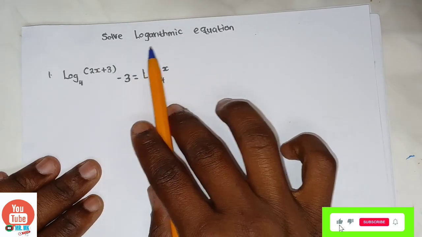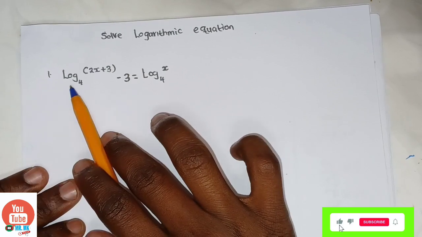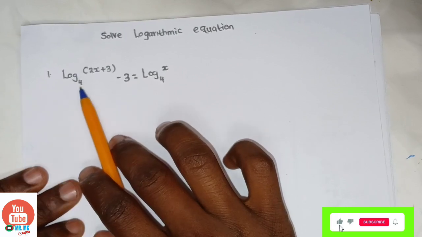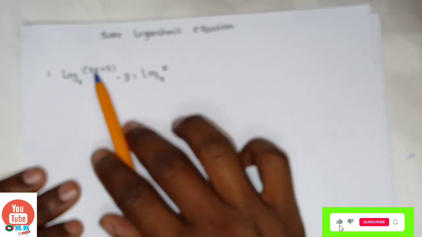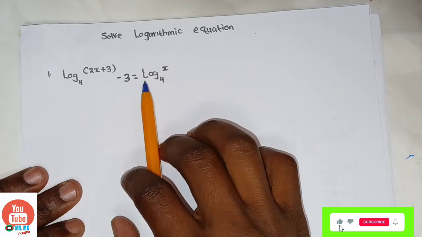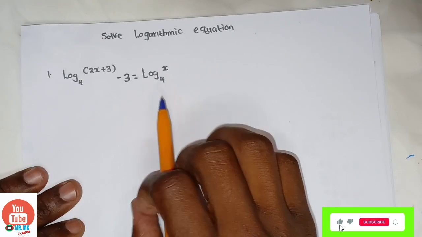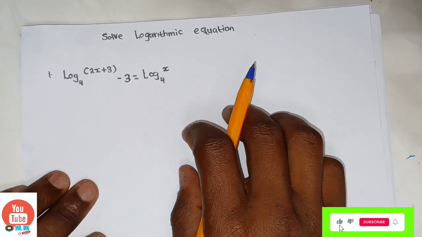Now let's solve these logarithmic equations together. Log base 4 of (2x + 3) minus 3 is equal to log base 4 of x. Now how do you go about this?